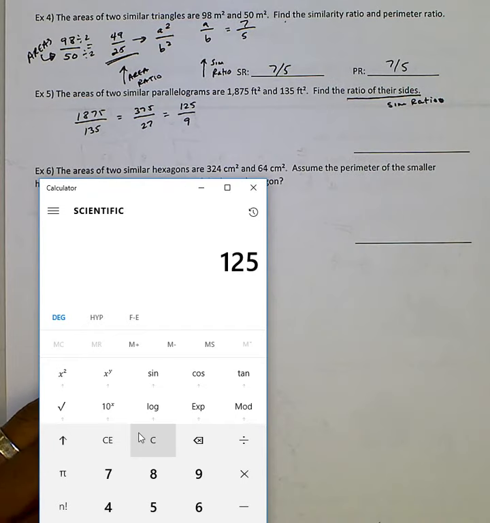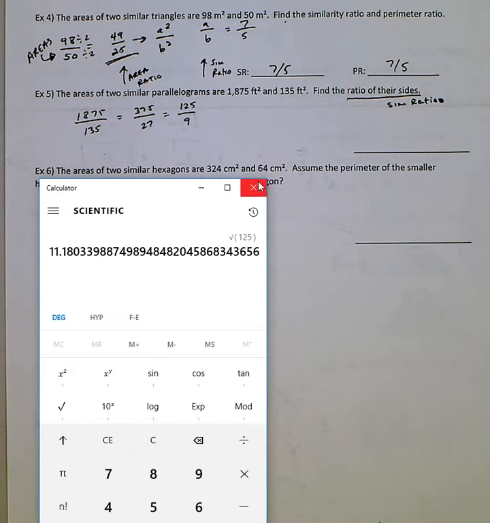Alright, and then, is that it? Okay, nothing goes into both of those. 3 doesn't go into 125. Okay, so there I am. Now what I'm going to have to do is take the square root of these. It's the square root of 125.